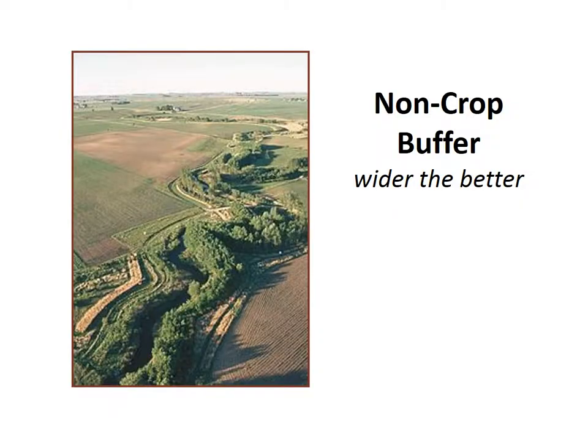The proper width of non-cropped buffers will vary from place to place. Larger creeks will need wider buffers than smaller creeks. The safest buffer would include the entire 100-year floodplain, which would ensure that very little cropland would be subject to flooding and erosion in a very large event.